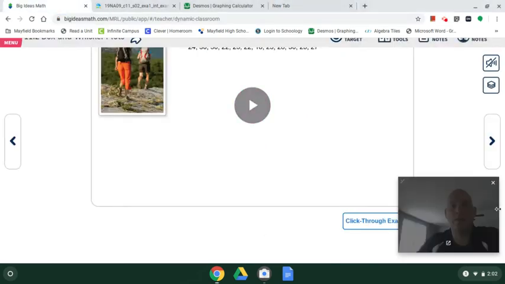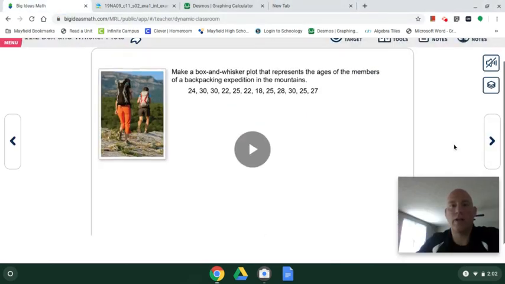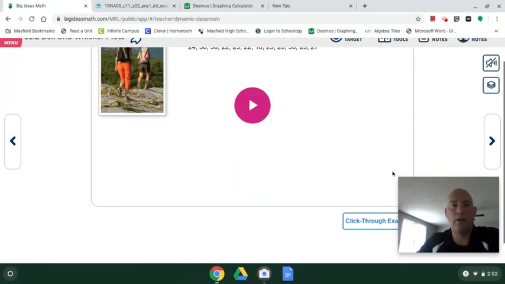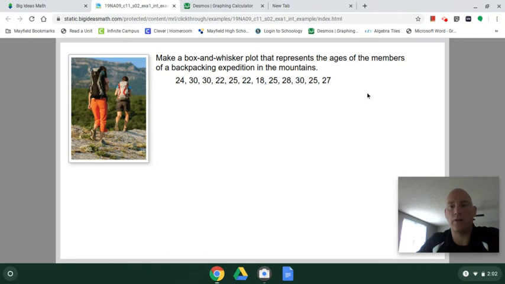Welcome back, guys. We are going to start going over example 1 in your book, making a box and whisker plot. Now, I am actually going to go through the click-through example. So right now, we've got a box maker. We need to make a box and whisker plot that represents the ages of the members of a backpack expedition in the mountains. We've got 1, 2, 3, 4, 5, 6, 7, 8, 9, 10, 11, 12. Nice. They gave us 12, so it's going to break up into 4 groups pretty easily.